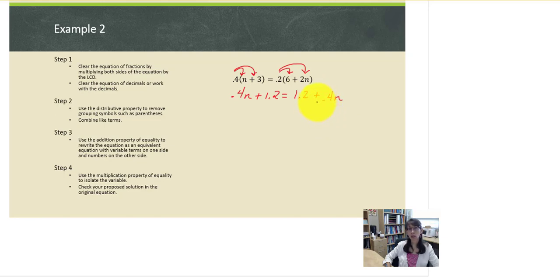So it doesn't matter which side you want to collect your variable on. I like to collect the variable on the left-hand side. So it looks like I'll be subtracting 0.4n from each side. And notice what happens. N eliminates from both sides of the equation, leaving the constant 1.2 equals 1.2. Well, that's true. Those numbers do equal each other. So this is a case of an identity.